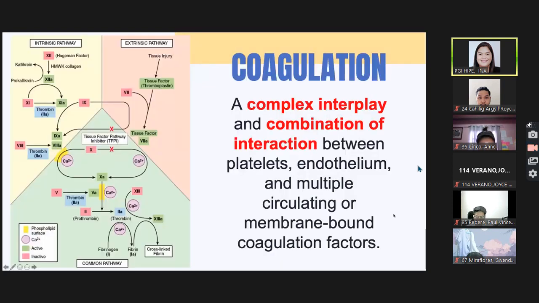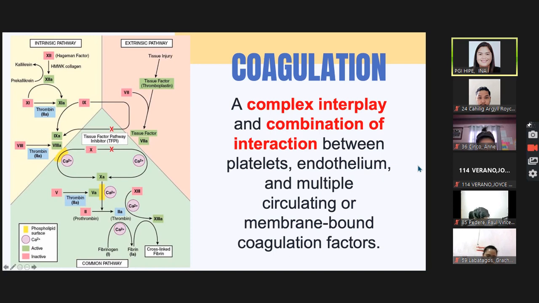So let's go now to coagulation. You have to take note of the important events. So coagulation is defined as a complex interplay and combination of interaction between platelets, endothelium, and multiple circulating or membrane-bound coagulation factors. The coagulation cascade has traditionally been depicted as two possible pathways converging into a single common pathway. While this pathway reflects the basic process and sequences that lead to the formation of a clot, the numerous feedback loops, endothelial interplay, and platelet functions are not included.